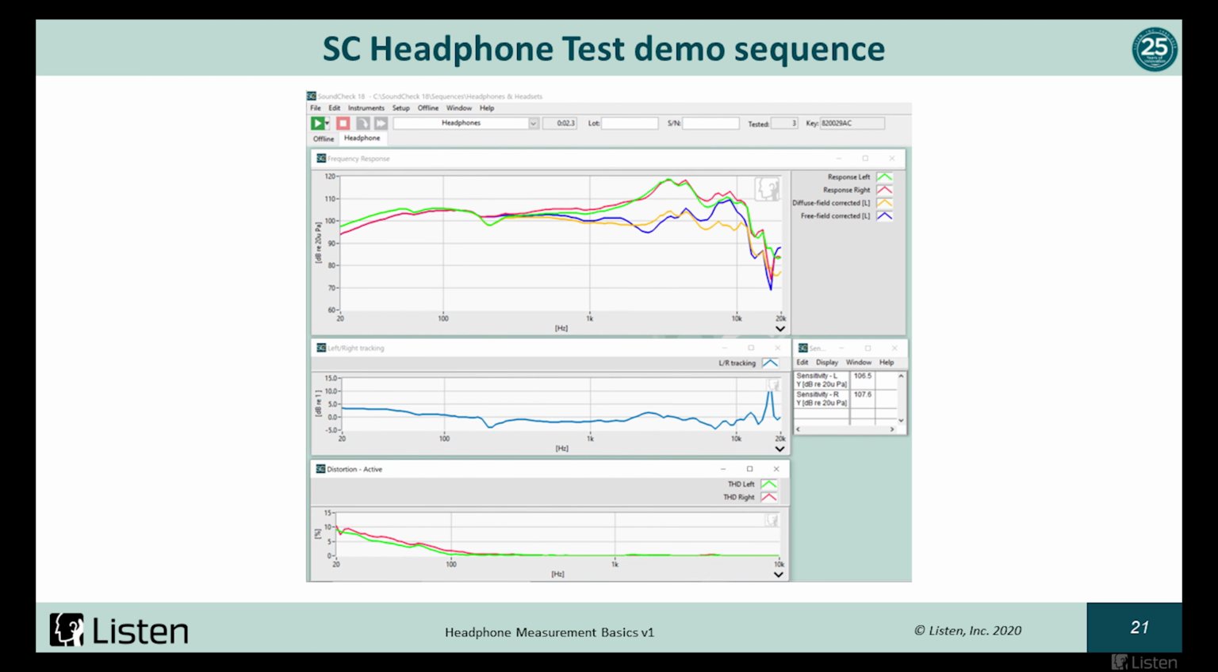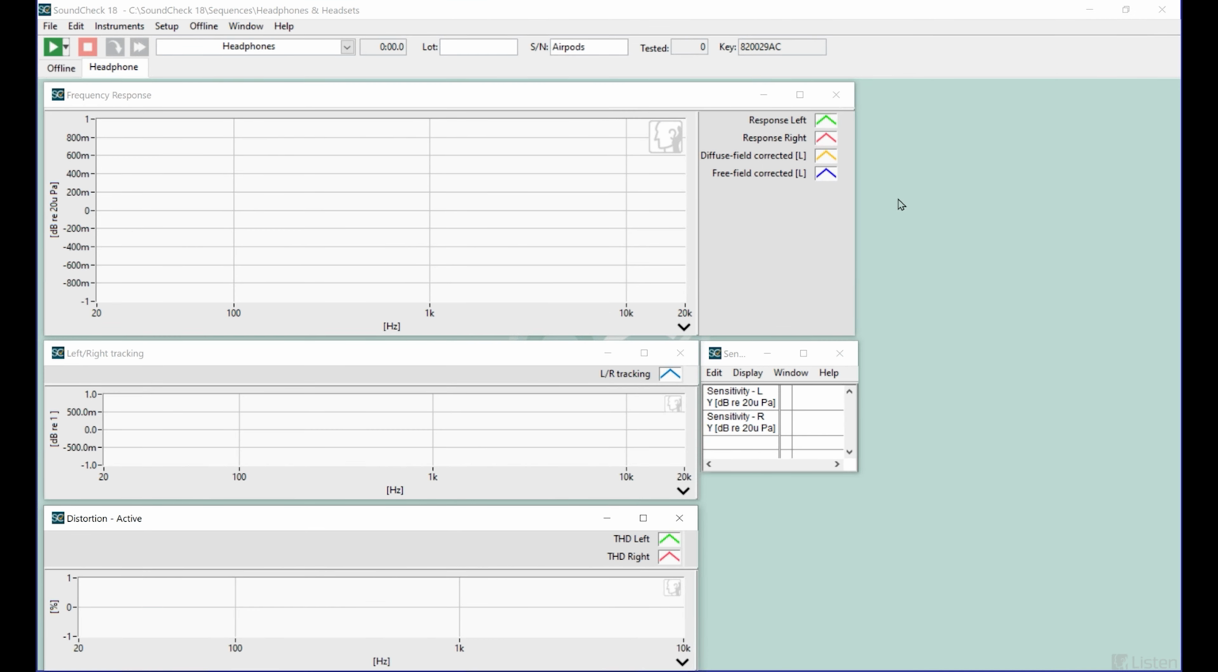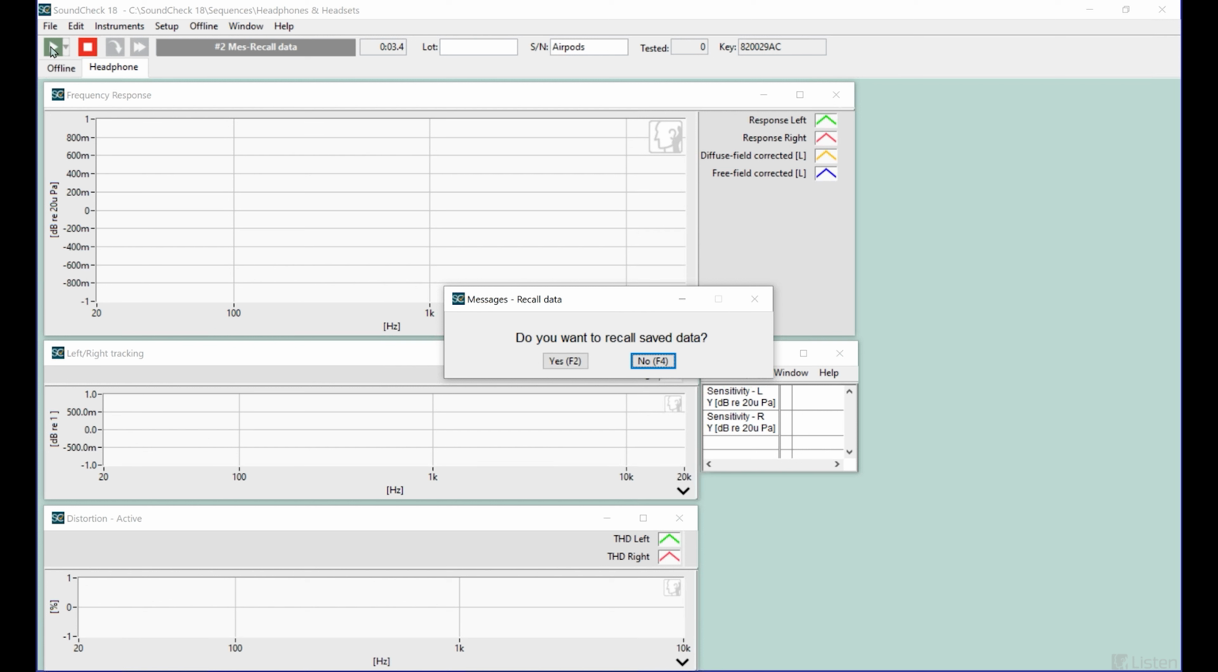All right, so now it's time for a little demo. Headphone demos are a little boring because you can't hear anything. So I'm just going to cheat a little and use recalled data. This is a sequence I made back in the early 2000s because I didn't want to carry a head and torso simulator or even an ear simulator for demos.